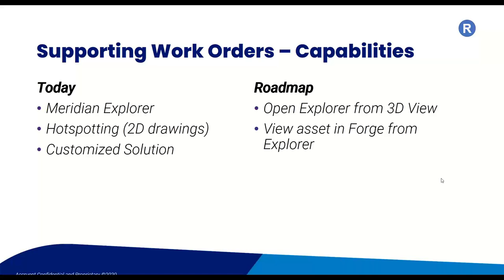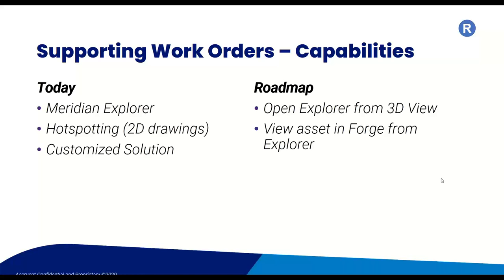Yeah, some ideas. And one more quick remark about the hotspotting. We are able to generate those hotspots based on the block information that we find in the drawing. So if the drawings are fairly well structured, you don't need to add all those hotspots manually, but we can get them automatically. So what we're working on in the roadmap is to move from 2D to 3D, basically.